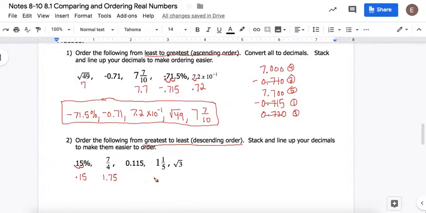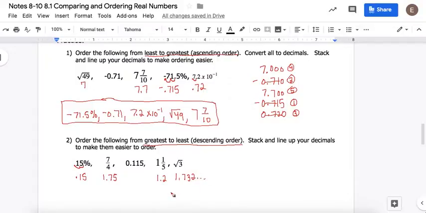115 thousandths is already a decimal, so we're going to skip to 1 and 1/5. 1/5 is 0.2, so put the 1 in front, 1 and 2/10. And then the square root of 3 we would have to type into our calculator. So the square root of 3 would be 1.732.